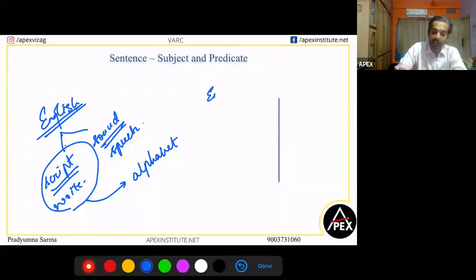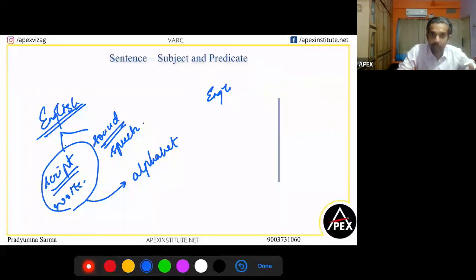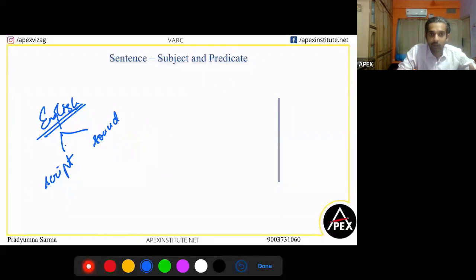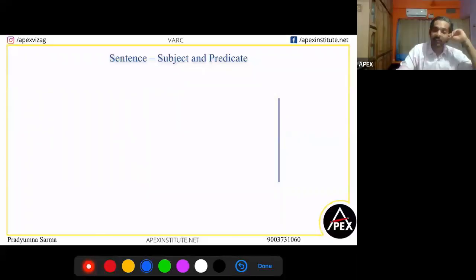So, the English alphabet is one which has 26 letters. Am I right? Yeah, the English alphabet consists of 26 letters. So we're all clear with this. So far, so good, right? All of you got this, right? Okay, you can say yes, no, something. All right, cool.